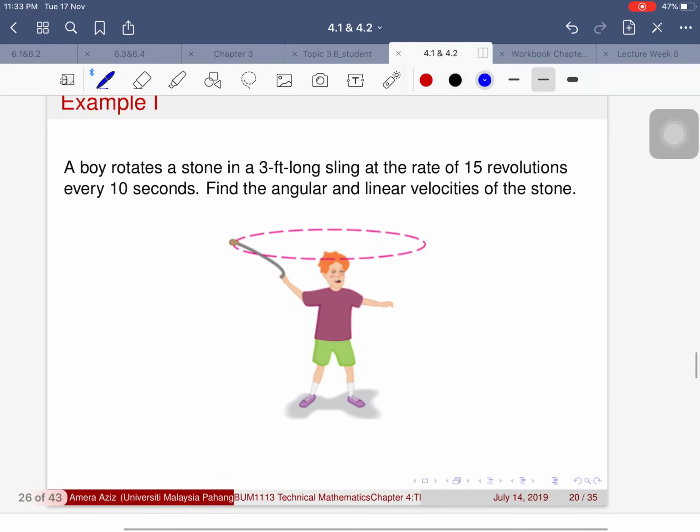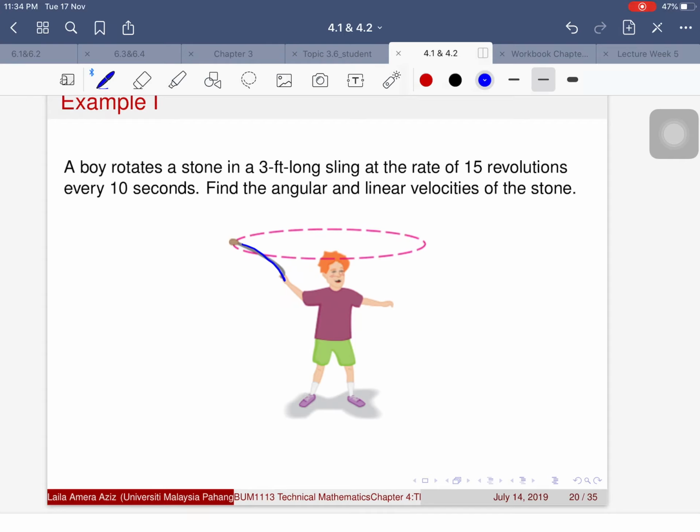Okay, so example number 1. A boy rotates a stone in a 3-foot sling. A sling is like this thing over here. What is slingshot in Bahasa Melayu, by the way? It's the idea of attaching something, not to a rope, but to a long handle. A boy rotates a stone in a 3-foot long sling at the rate of 15 revolutions every 10 seconds. Find the angular and linear velocities of the stone.